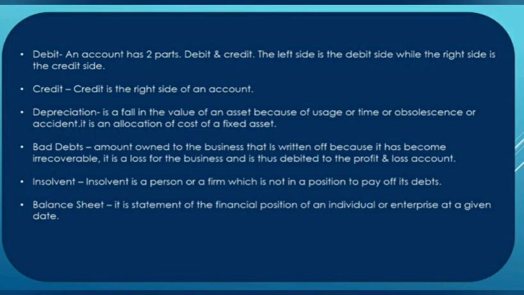Now, bad debts. Bad debts means the amount owed to the business that is written off because it has become irrecoverable. That means we are not going to receive this amount in the future. That particular terminology is called your bad debts. It is your loss because you are not going to receive that amount back. So that amount is a loss for the business. All the losses are debited to your profit and loss. So your bad debts are shown on the debit side of your profit and loss account.